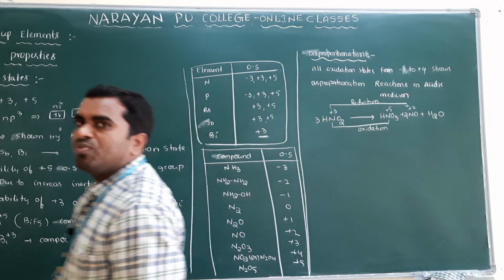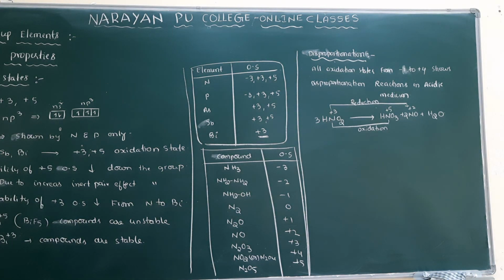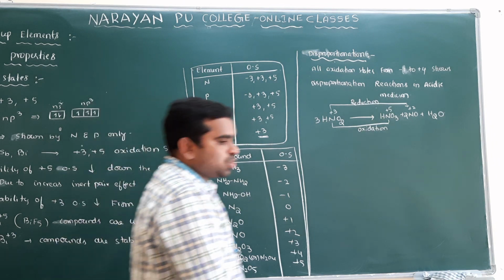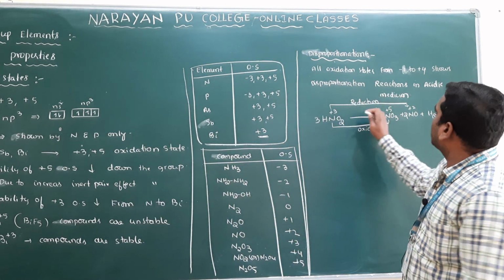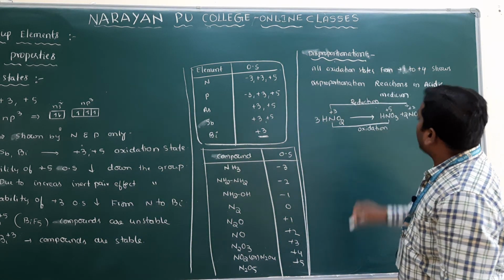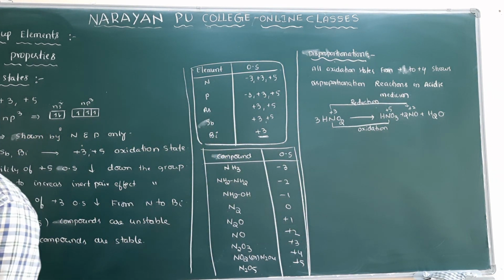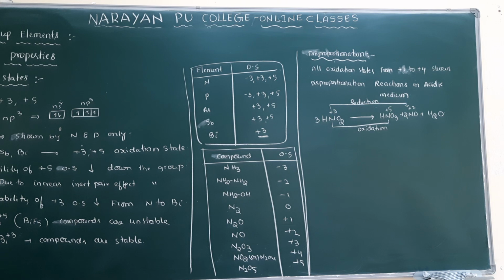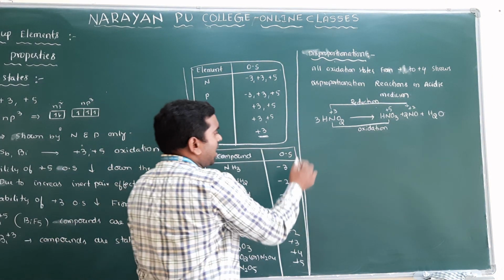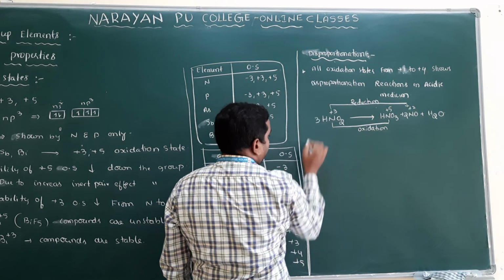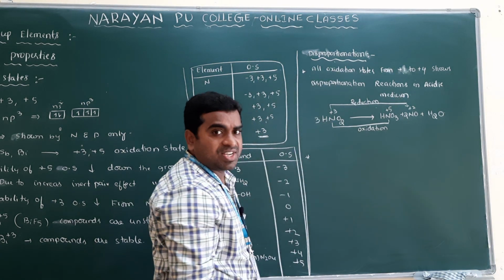So from where to where here? If it is having the oxidation state from +1 to +4. Clear? +1 to +4. Sorry, I have written -1 here. So +1 to +4 oxidation states are there, and they show the disproportionation reaction. In the same way, we can also write for phosphorus. This is for nitrogen, and phosphorus also will show the disproportionation reaction.